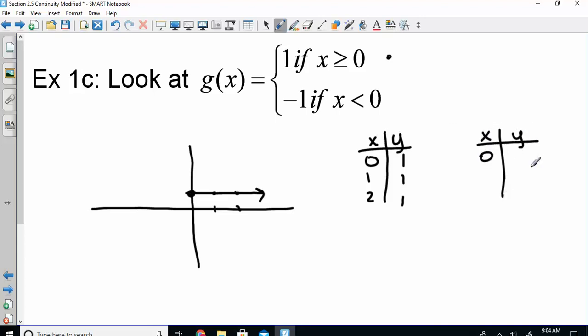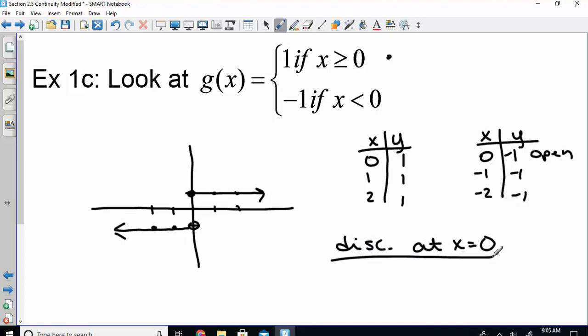Second one, we have to start at 0, but it didn't have an equal to, so that would be open. And then I want things less than that. And what do we get out every time there? Okay, so is the function defined everywhere? Yeah. Where is it not continuous? The function's defined, but what doesn't happen at 0?